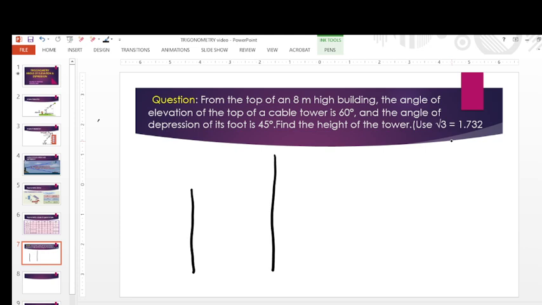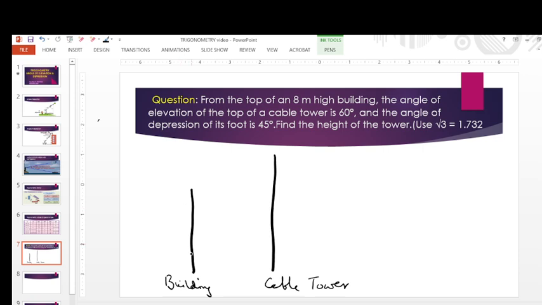Now students, whenever you are solving this, first you have to draw it also. Let's draw with me, because you have to draw a neat figure along with it. So let's see, this is a building and the height of the building is given. I will write here B, B means building, and this is a cable tower.